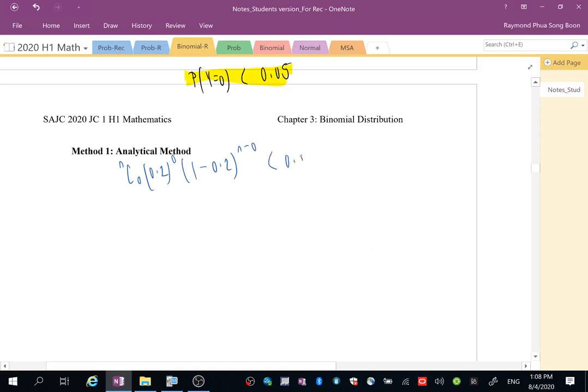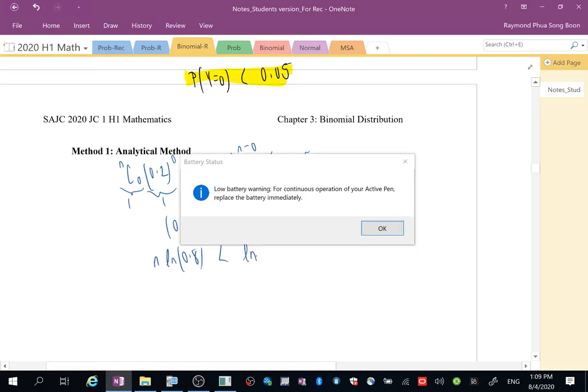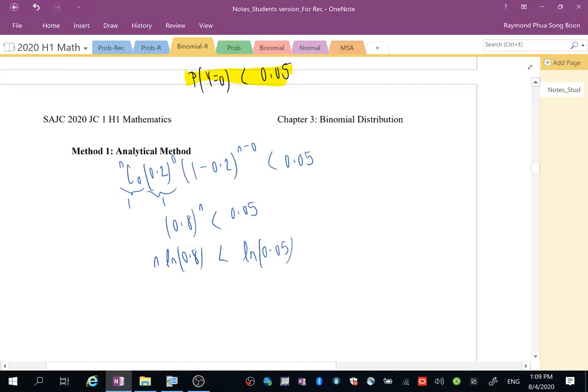So when I write out the whole inequality, I know that n choose 0 is 1, and 0.2 to the power of 0 is also 1, so therefore the left hand side reduces to 0.8 to the power of n. So the whole inequality will be less than 0.05. Now, to solve this inequality, I can take ln on both sides. When I take ln on both sides, this will be what I get.